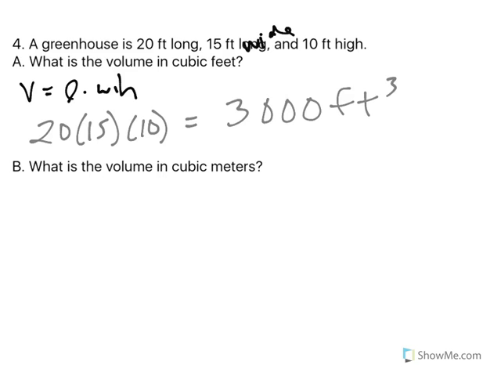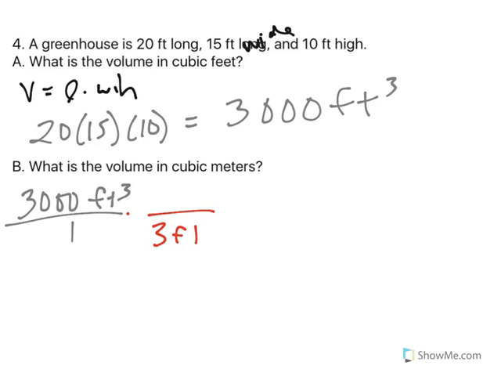So what is this volume in cubic meters? Well, if I have 3,000 cubic feet, I'm like, well, I can't go feet to meters. I can go yards to meters. So that means I first have to go feet to yards. So 3 feet is 1 yard. This is cubic feet, so that means I have to do this 3 times.